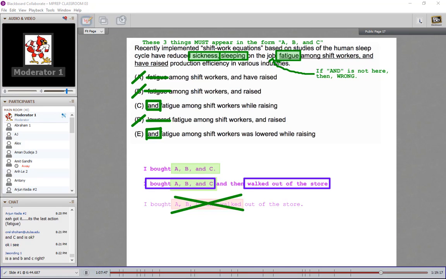Leave us with C and E. I mean, you cannot say A and B and C. Nope. Unless they're parts of different things. Again, make sure that you guys are not trying to memorize a lot of templates here. That is the other thing that will just destroy you in sentence correction, if you try to memorize macro templates for entire sentences. You could have two ands like that if they were parts of different constructions. For example, you could say, I bought A and B, and then walk out of the store.